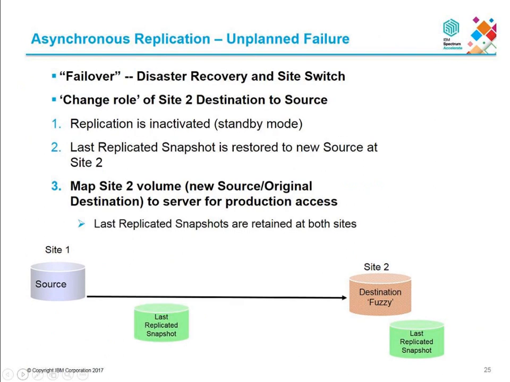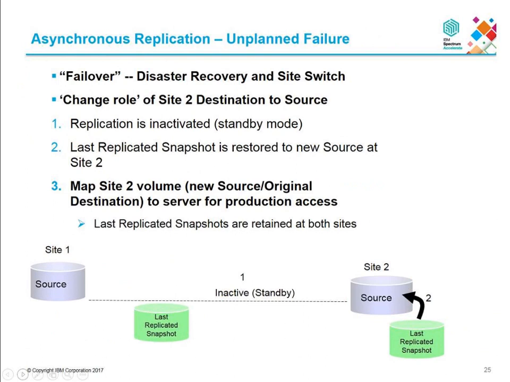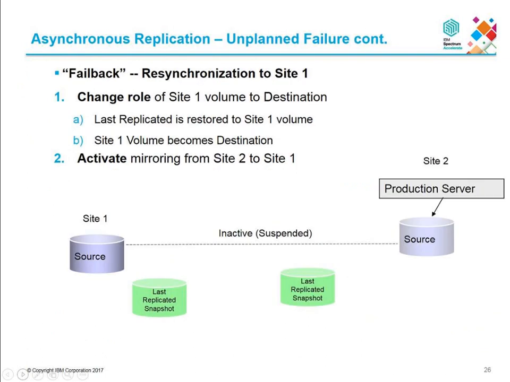I have an unplanned failure. Again, I'm going to do a change roll at site 2. That's going to do a recovery of that last replicated snapshot to the volume. Because again, I don't know what state that volume is in; I could have had an active sync job at the time I had to declare the disaster. So my recovery point is always that last replicated snapshot. I then start running my production on the new source, and then do a failback.